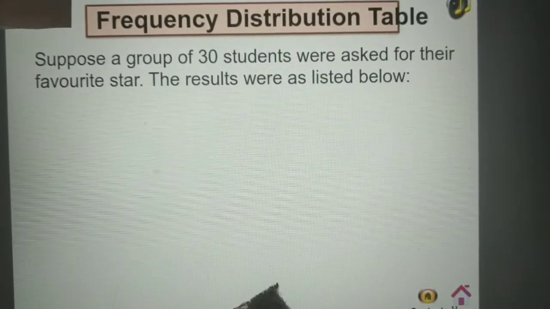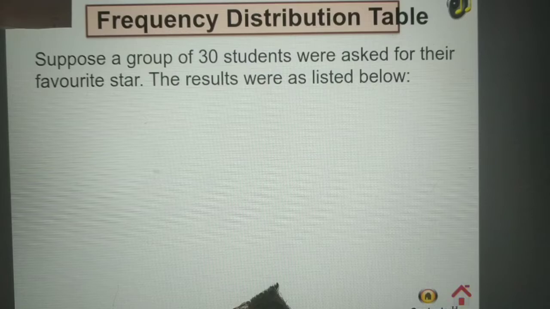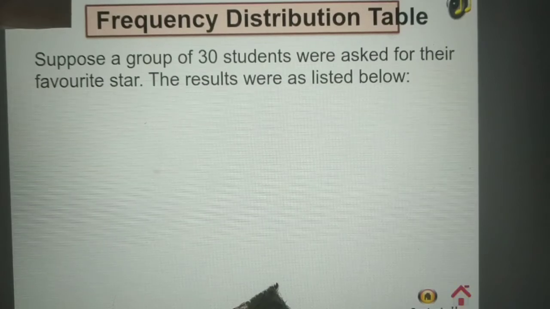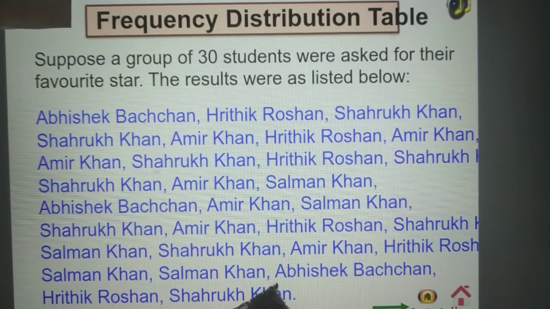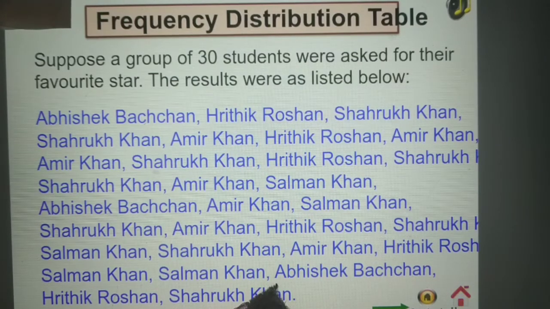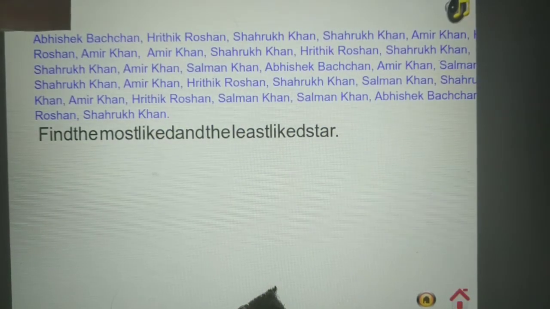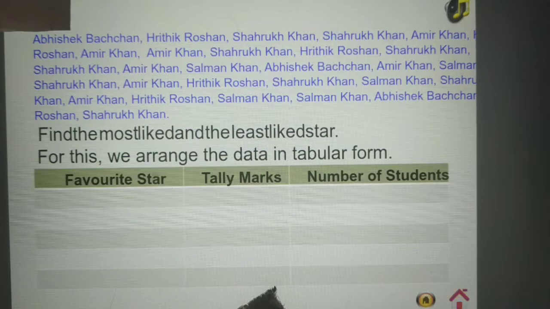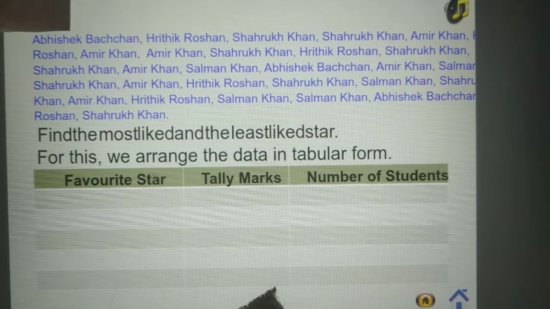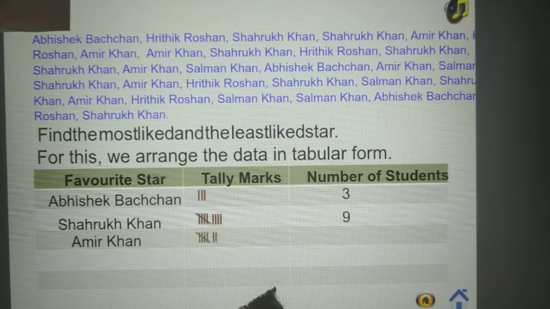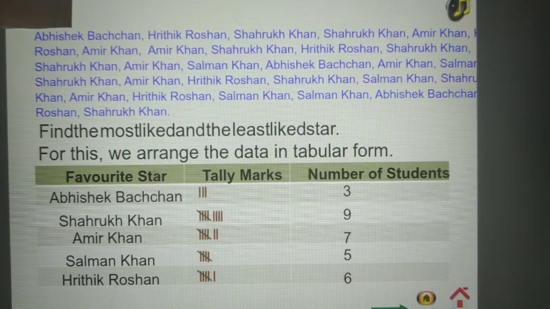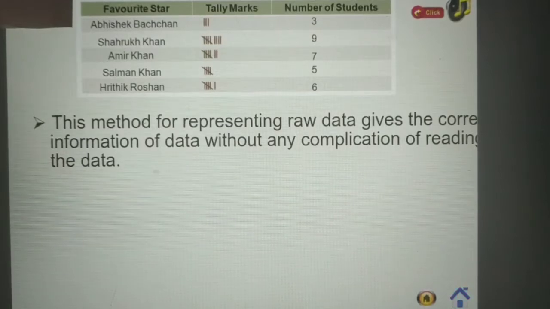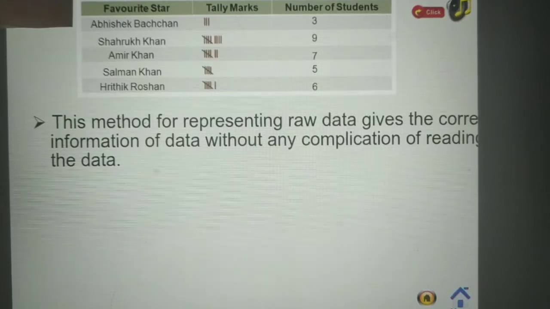Now we will study how to arrange the data in tabular form, which is called a frequency distribution table. Suppose a group of 30 students were asked for their favorite star. The results were as listed below. Now if the question is to find the most liked and the least liked star, for this we arrange the data in tabular form as shown. This table is called a frequency distribution table. This method of representing raw data gives the correct information without any complication of reading the data.